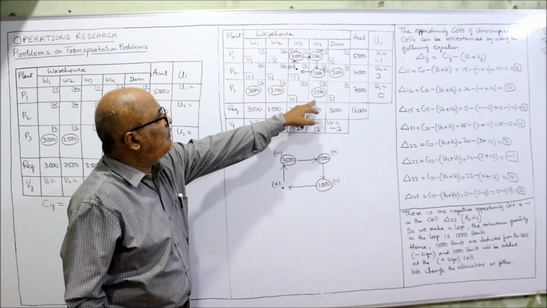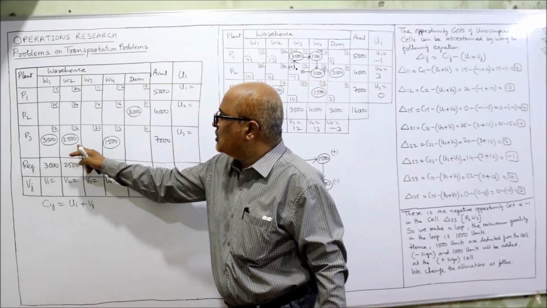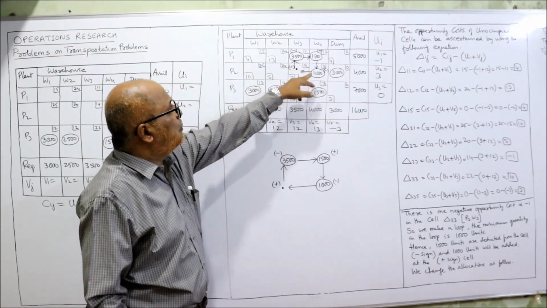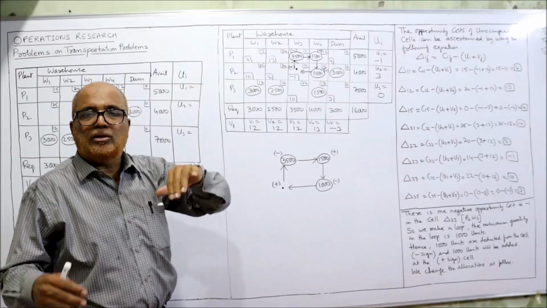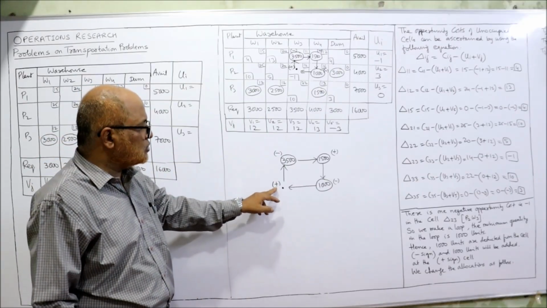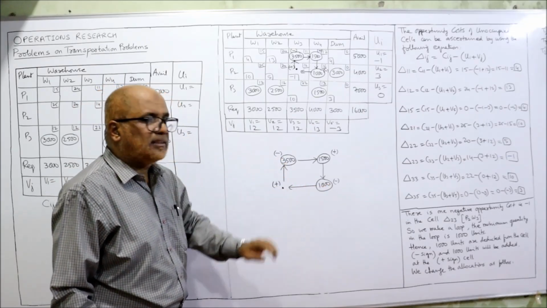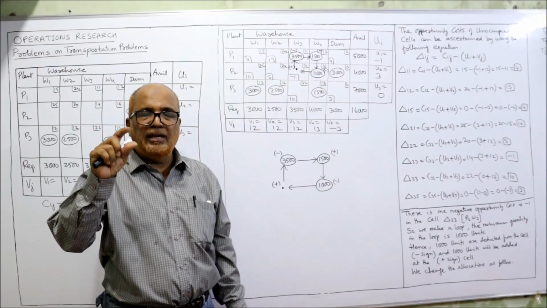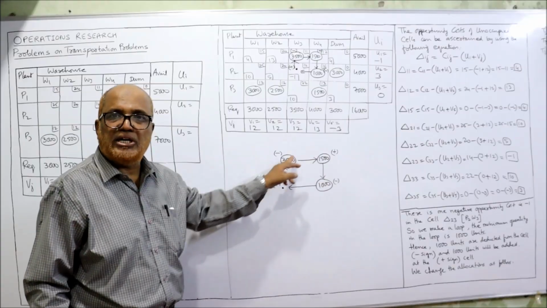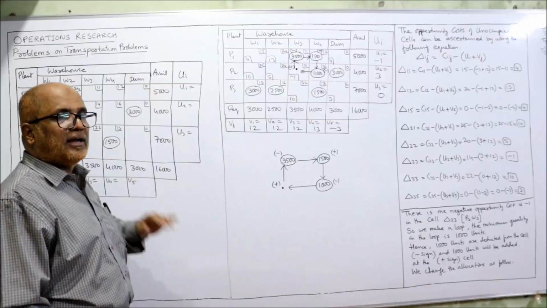3000, 2500, 1500 and this 3000 will remain the same. Only the allocations in the loop will change. So how to change? Wherever there is a positive sign, add 1000. Here minus 3500, here minus 1000, so the minimum allocation with a minus sign is 1000. So I am changing by 1000. Again you have to make a table.